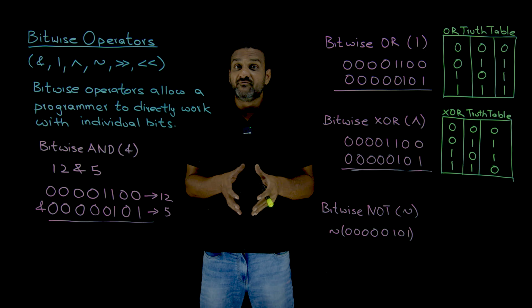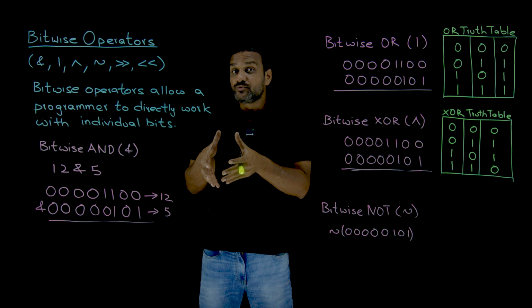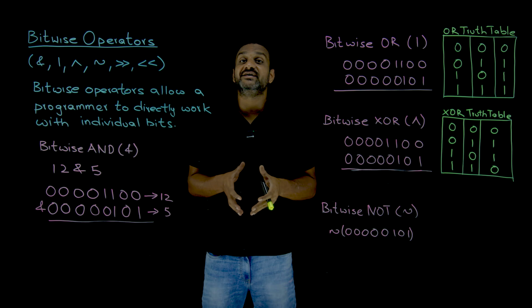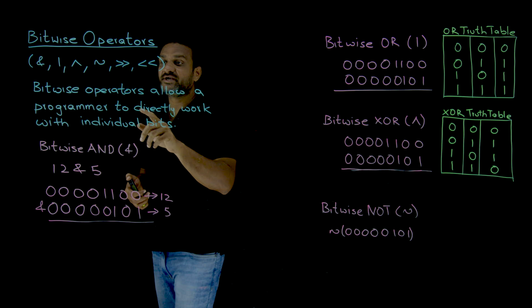In this video, we will try to understand another group of operators in C, which is bitwise operators. So what is the use of these bitwise operators? The name itself is stating that we can do operations on the bits of the values. So let's see the use of these bitwise operators.